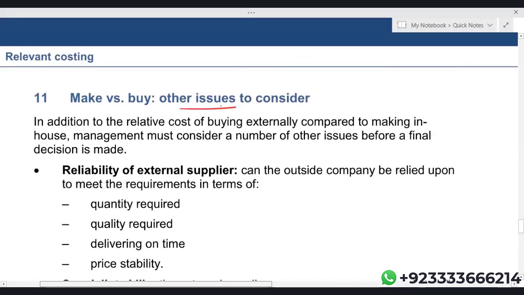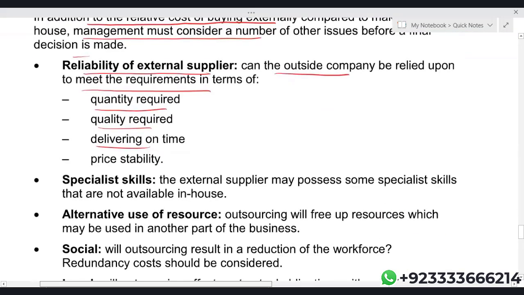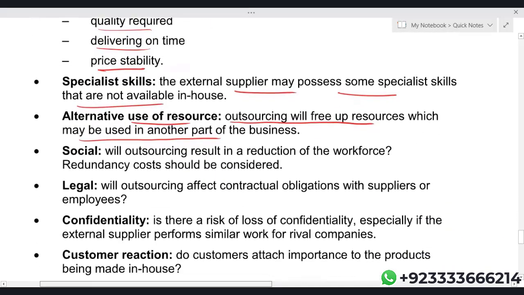Make versus buy, other issues to consider. In addition to the relative cost of buying externally compared to making in-house, management must consider a number of other issues before a final decision is made. Reliability of external supplier, very important. Can the outside company be relied upon to meet the requirement in terms of quantity required, quality required, delivery on time, price stability? Specialist skills. The external supplier may possess some specialist skills that are not available in-house. Alternative use of resource. Outsourcing will free up resources which may be used in another part of the business.